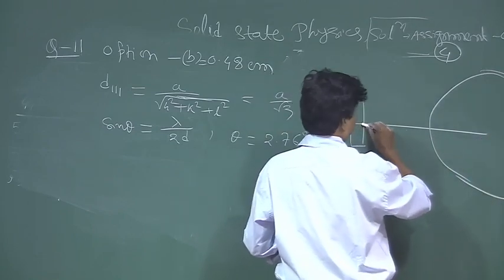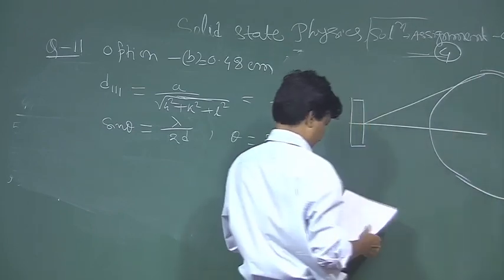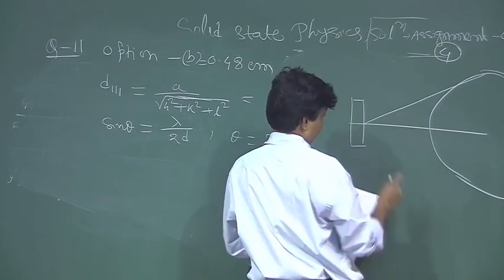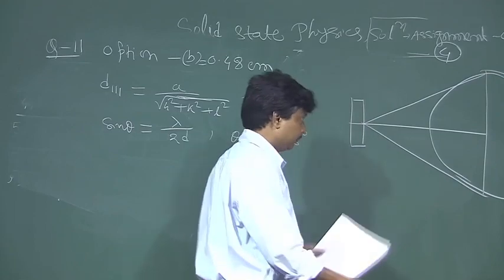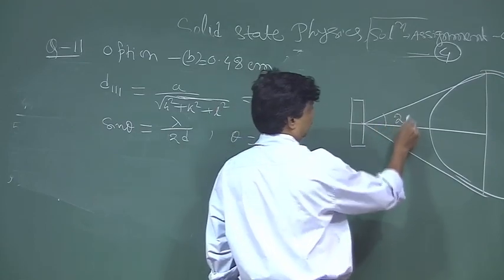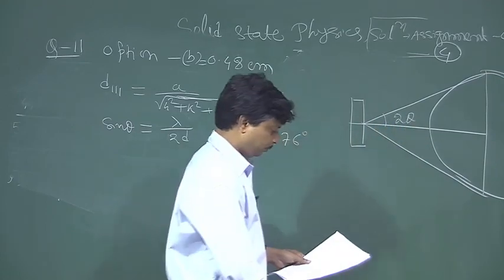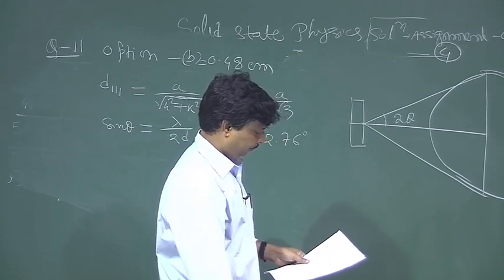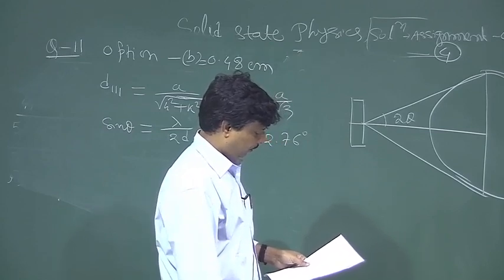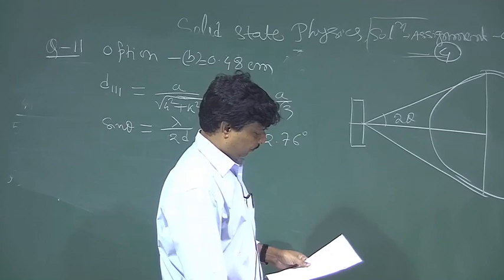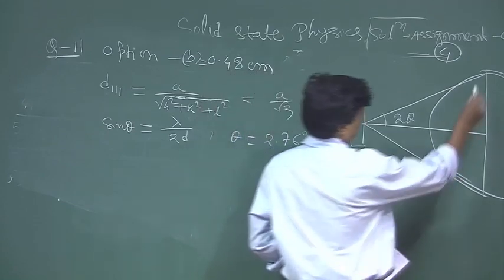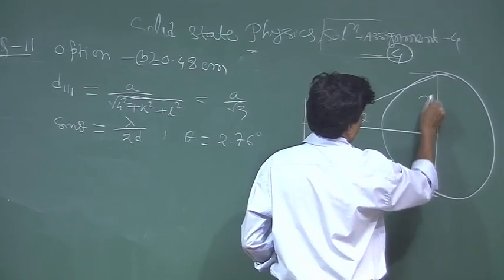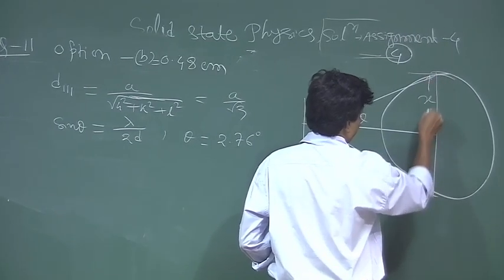So, this is your 2 theta, and we have to find out the distance of the film from the center. So, distance of the film from the center means this distance x, say this is x.